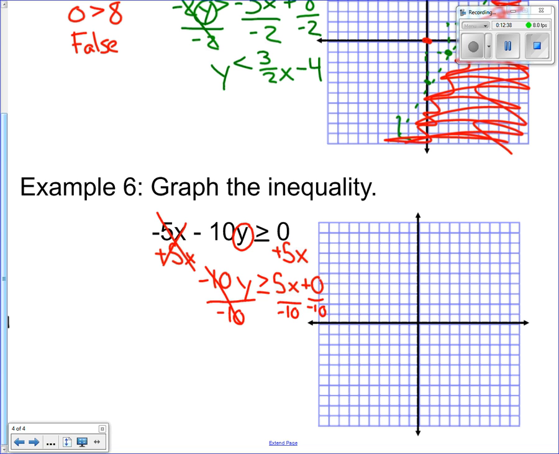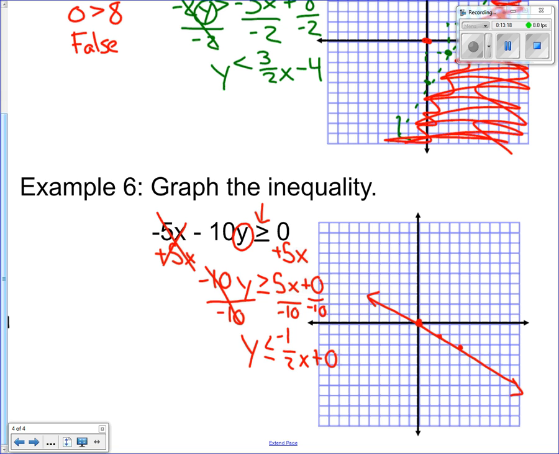Remind yourselves, since I'm dividing by a negative, what do I do with that symbol? Yes, flip it around. So y is less than or equal to negative 1/2 x plus 0 over everything is just going to be 0. So my y-intercept this time is right at 0. And then I'm going to go down 1 over 2. Down 1 over 2. And then because it is equal to, what kind of line will it be? Solid. A solid line like that.